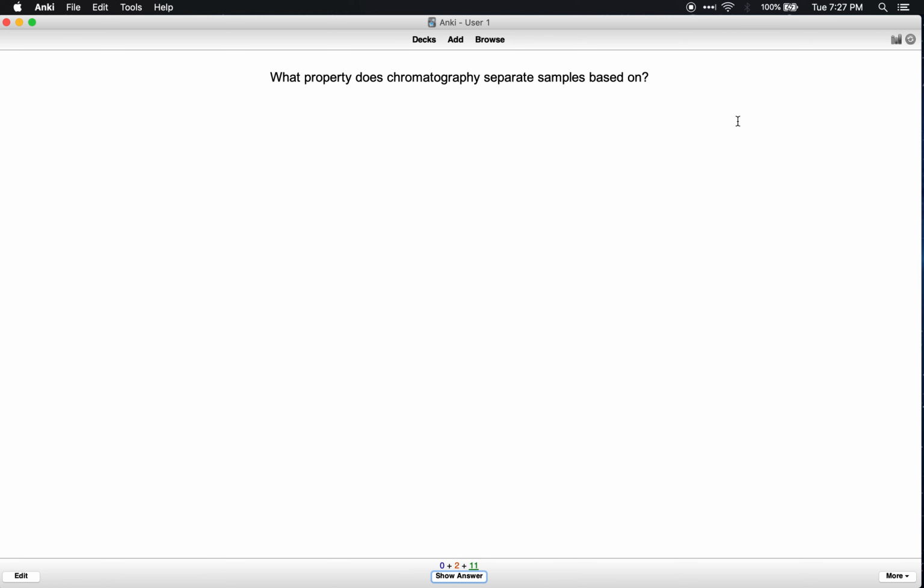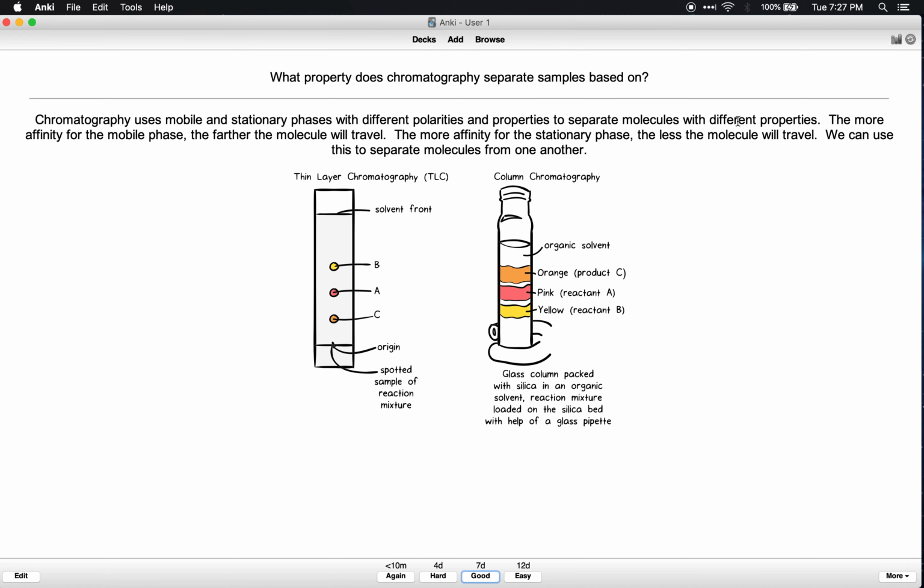Okay. What property is chromatography based on? Its affinity towards the stationary and polar phase?